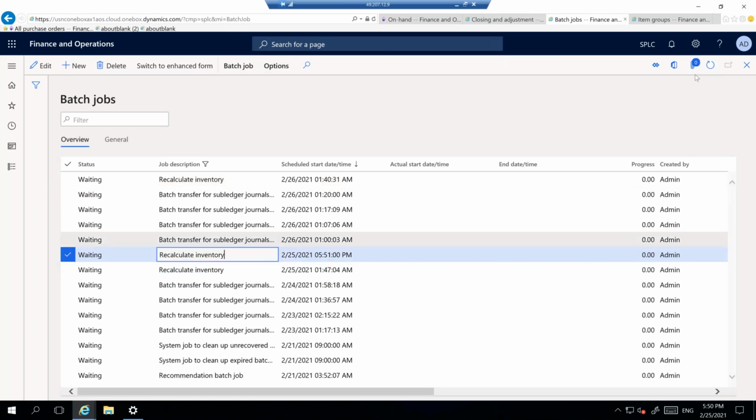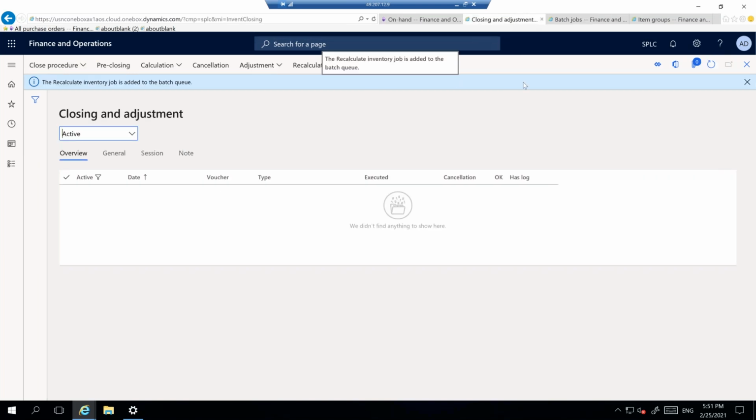It is not processing. Do not take much time. Let me verify the closing procedure, whether it is mandatory for the batch job or not. Give me 1 minute. Both are the same.